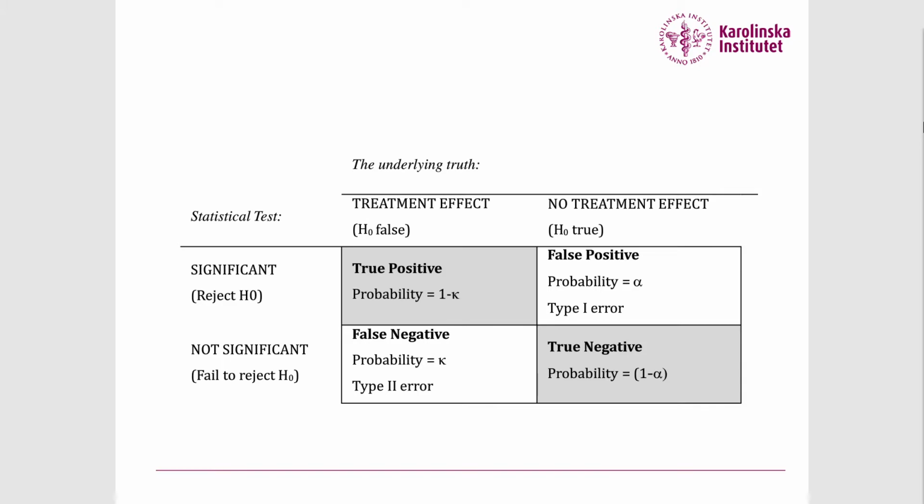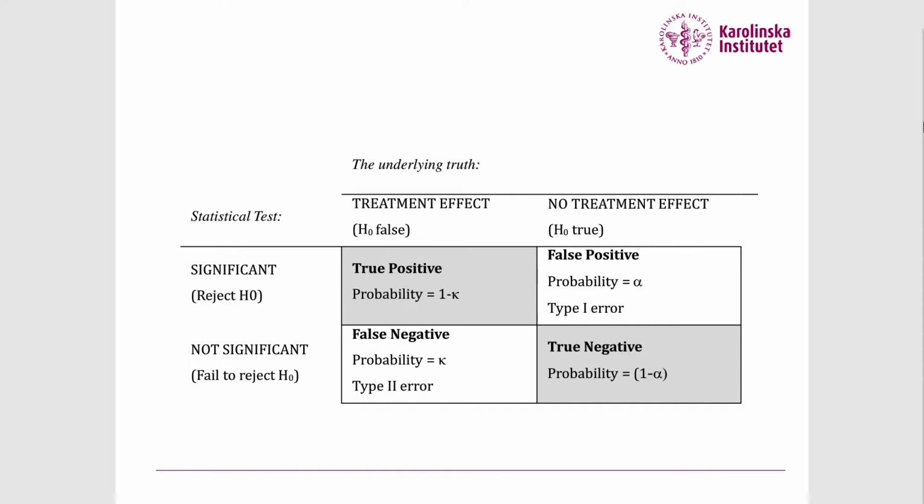This is to put it into more scientific terms, instead of pictures of pregnant men and unpregnant women, where the true positive means that you have a significant impact and there's also a treatment effect. A true negative is where you do not find a significant impact and there is no treatment effect. A false positive, or the type 1 error, is where you reject the null hypothesis and say that there is a significant effect even though there is no treatment effect.